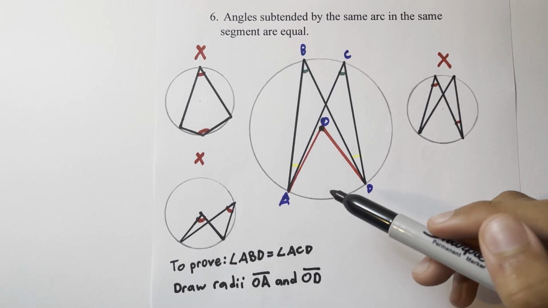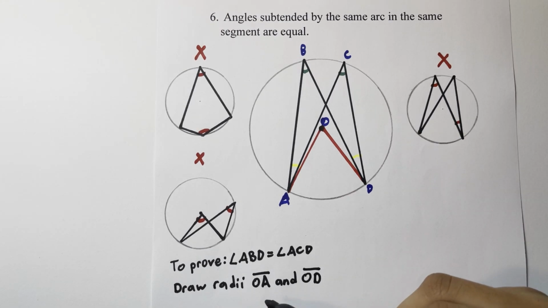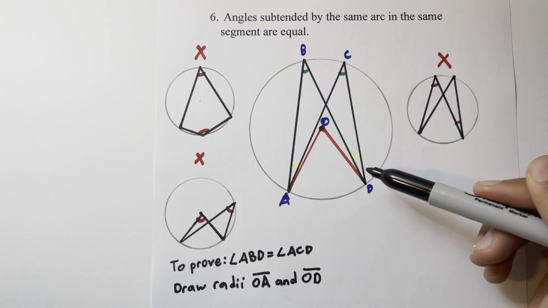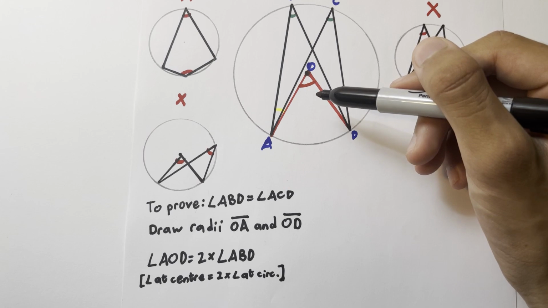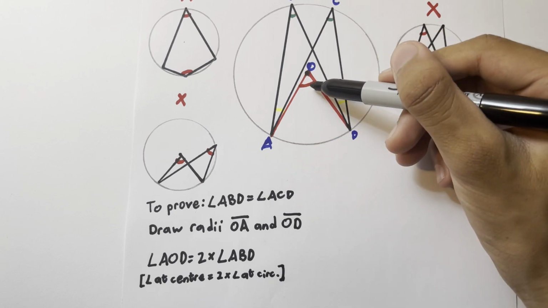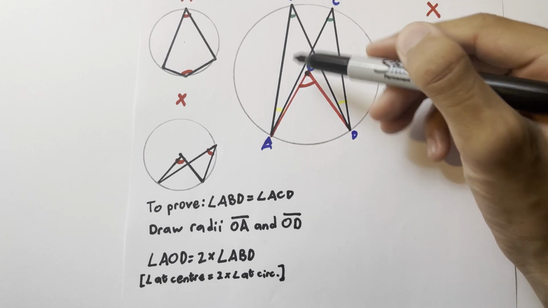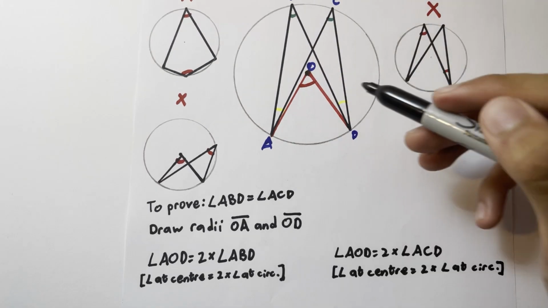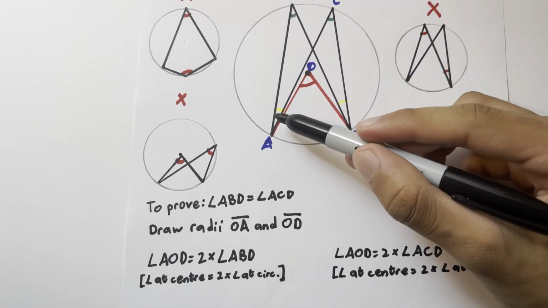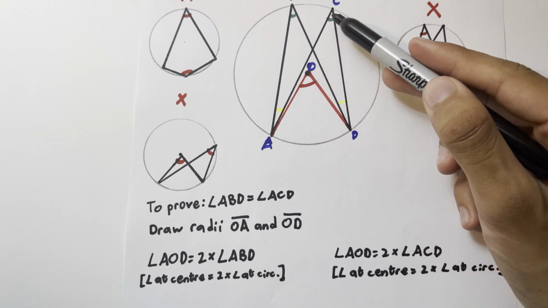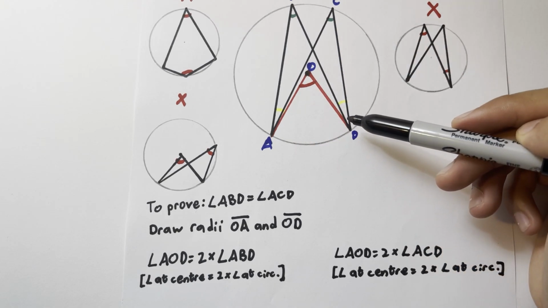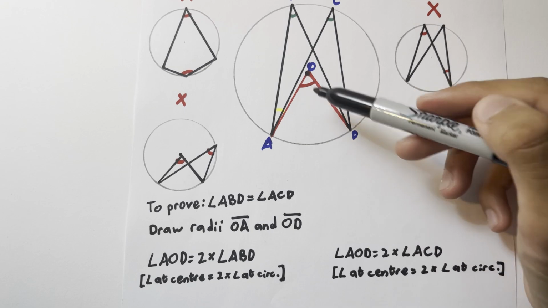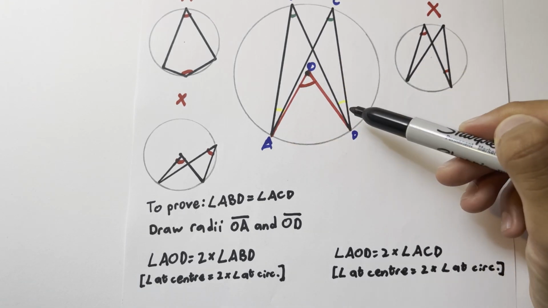In order to prove the circle theorem, we must first draw the radii OA and OD onto our diagram, center. And by the rule we just proved, rule number 5, the angle at the center is 2 times the angle at the circumference. So here, angle AOD is 2 times angle ABD. However, this angle at the center also is subtended along the same arc for angle ACD. So again, this angle AOD is 2 times angle ACD.